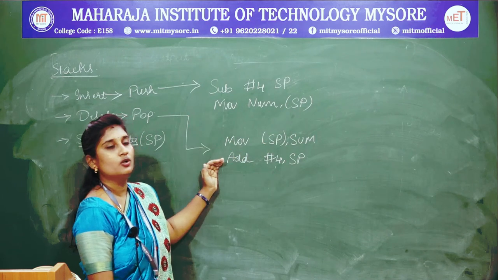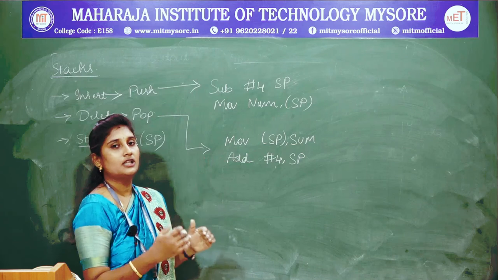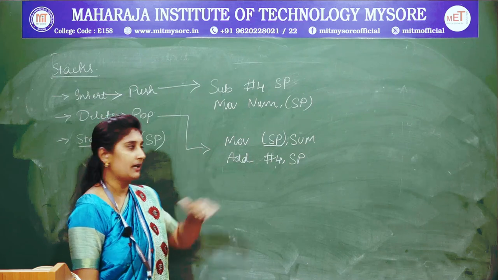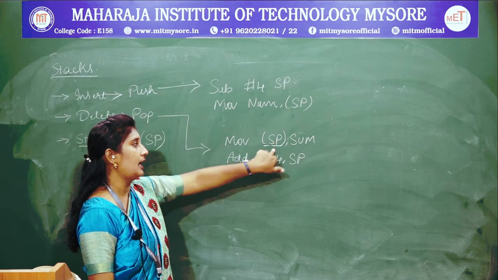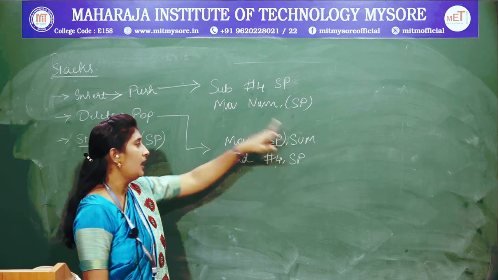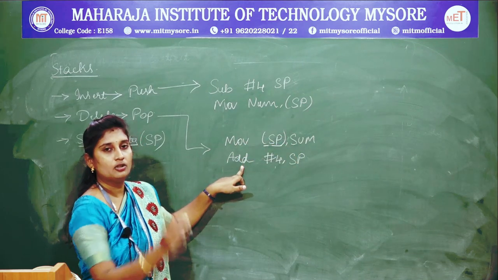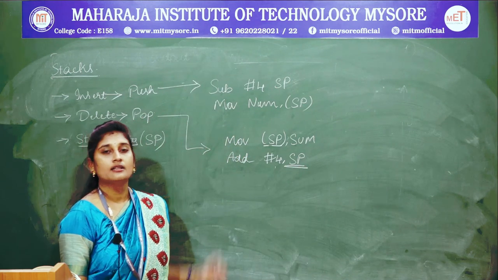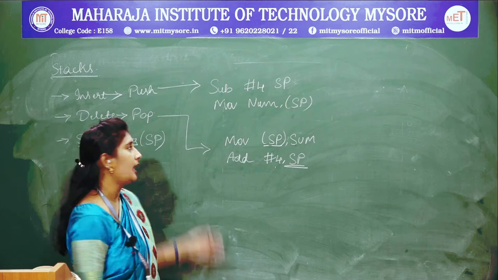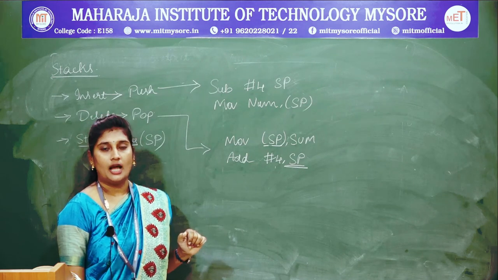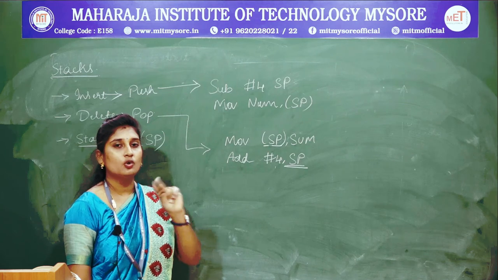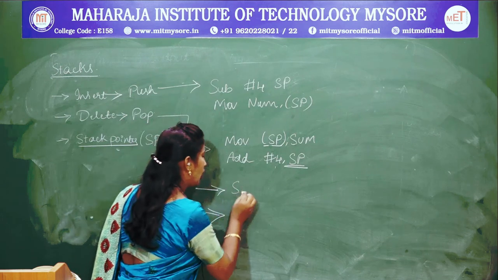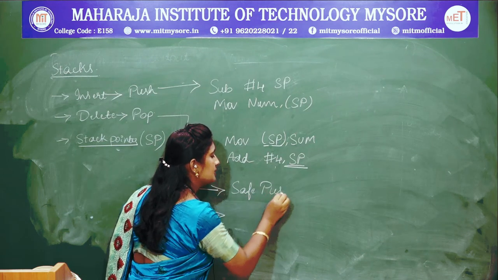Fine. Again if I need to carry out my pop operation, first I need to pop my element from the stack where I need to take it out, that is, move the stack pointer content to the sum, and next I need to increment my stack pointer to point to my first element. This is how the instructions need to be carried out for my push and pop operation. And two more variations you need to remember in your stack, that is your safe push and safe pop.